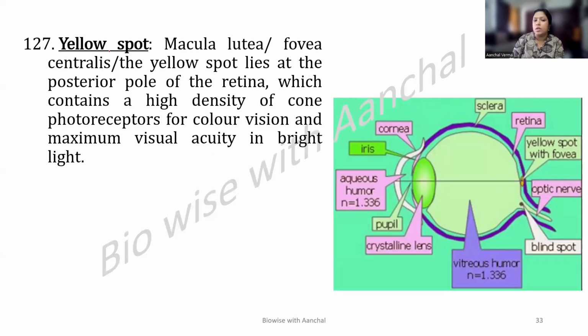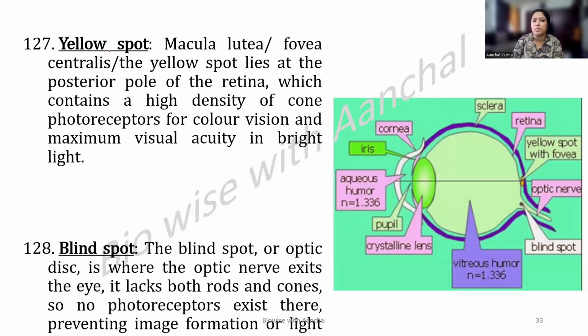Then yellow spot, also called macula lutea or fovea centralis. The yellow spot lies at the posterior pole of the retina, which contains a high density of cones, photoreceptors for color vision, and maximum visual acuity in bright light. So maximum distinct vision, or you can say maximum focus area, is the yellow spot, a region of maximum vision.